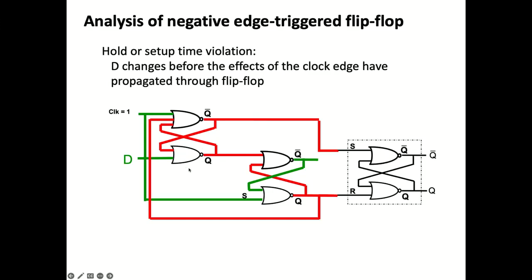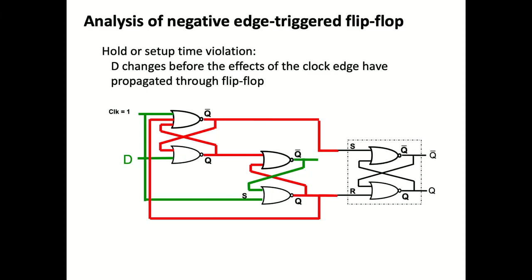Now, there's a couple things to observe. First of all, for this to work right, we need the value of D to have propagated far enough into it. It has to have reached these gates. So D has to be there before the clock falls. This is our setup time. We need D to be present and stable.